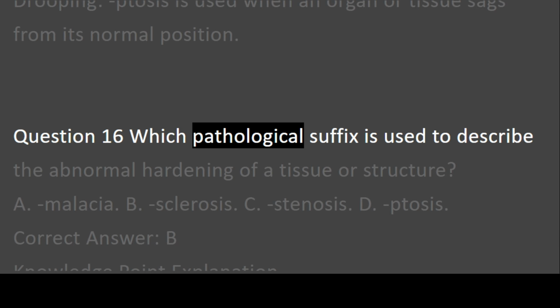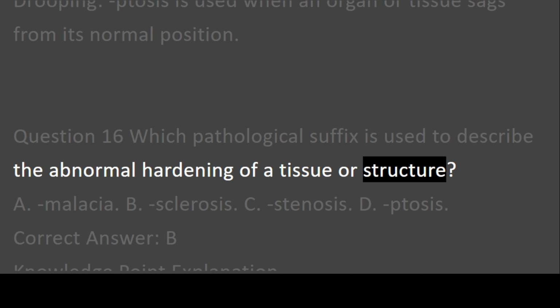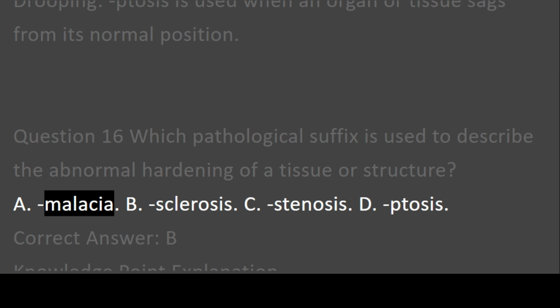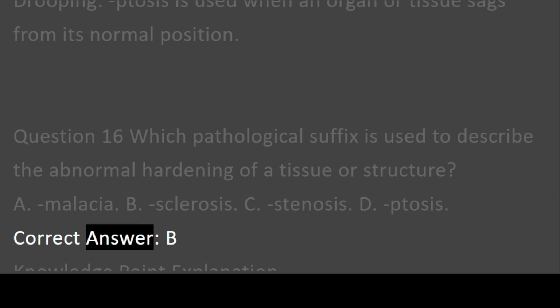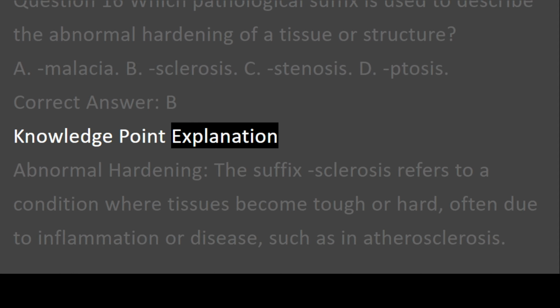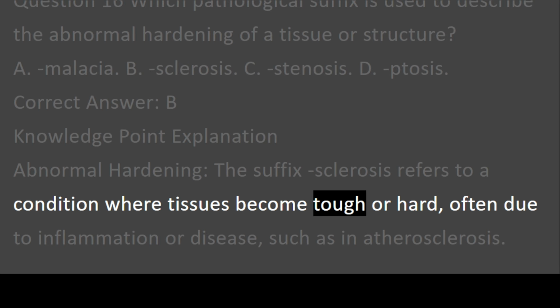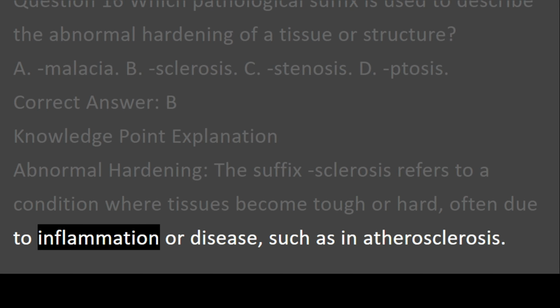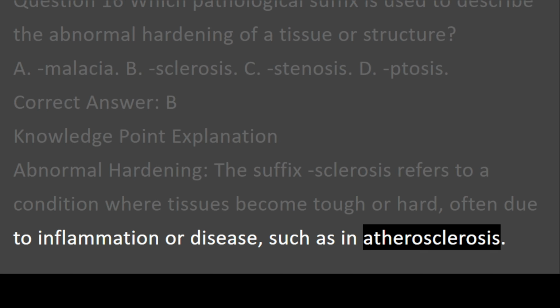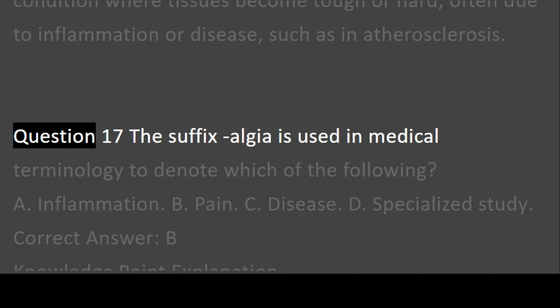Question 16. Which pathological suffix is used to describe the abnormal hardening of a tissue or structure? A. Malacia. B. Sclerosis. C. Stenosis. D. Itis. Correct answer, B. Knowledge point explanation. Abnormal hardening. The suffix sclerosis refers to a condition where tissues become tough or hard, often due to inflammation or disease, such as in atherosclerosis.